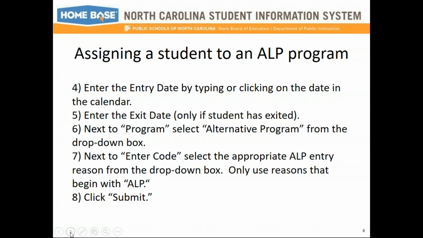Now, the next thing, number 6, you're going to do is next to the program, you're going to select alternative program from the drop-down box. And then next to enter code, select an appropriate ALP enter reason from the drop-down box. And if you see other reasons, make sure that you only use reasons that begin with ALP. And then click submit.